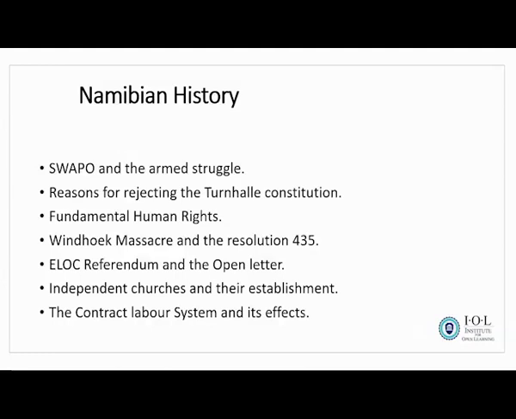The last point you should know in Namibian history is the contract labor system and its effects on the Namibian people. So here you are expected to know what the contract labor system was all about and how it affected the Namibian people. You should differentiate between the effects it had on the workers themselves and also the effects the contract labor system had on the lives of the Namibian people at large.